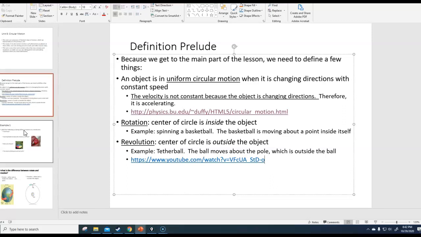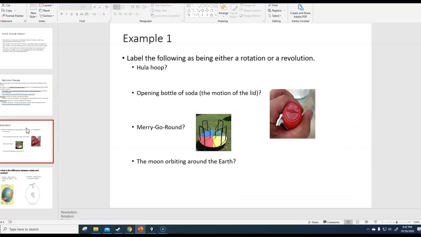So let's take a look at some more examples. It says label the following as being either a rotation or a revolution. Okay, so a hula hoop. Imagine using a hula hoop and spinning it around. Is that an example of a rotation or a revolution? Well, the center of the circle would be your body, which is not inside the hula hoop itself.